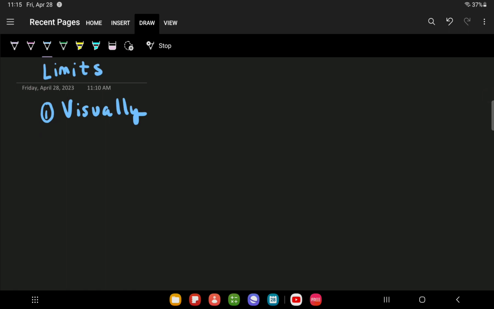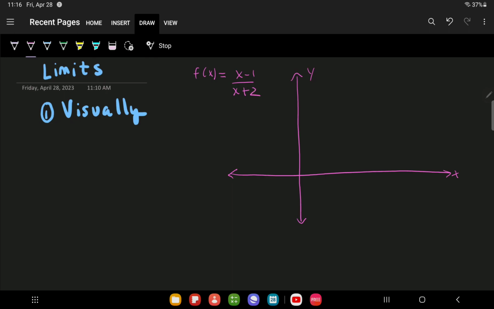So first of all, what is the notion of a limit? We can start with a graph. That's my x-axis, that's my y-axis. Let's use the function f of x equals (x minus 1) over (x plus 2). And graphically, we have something that looks like this.